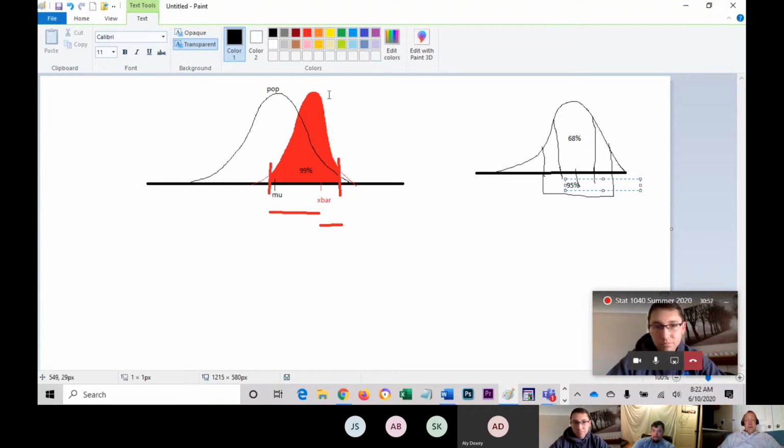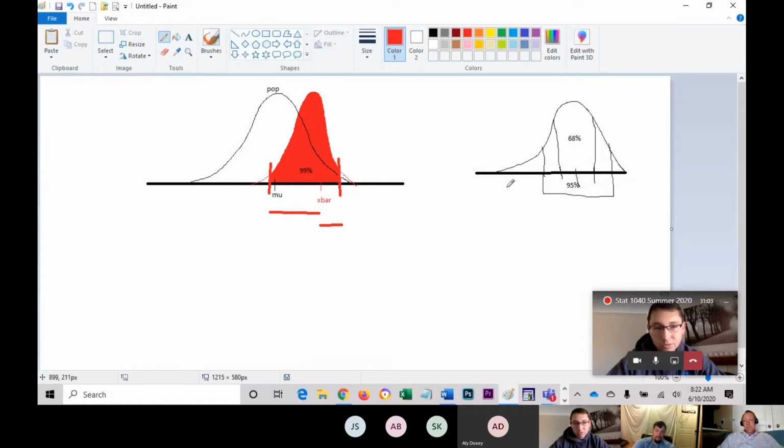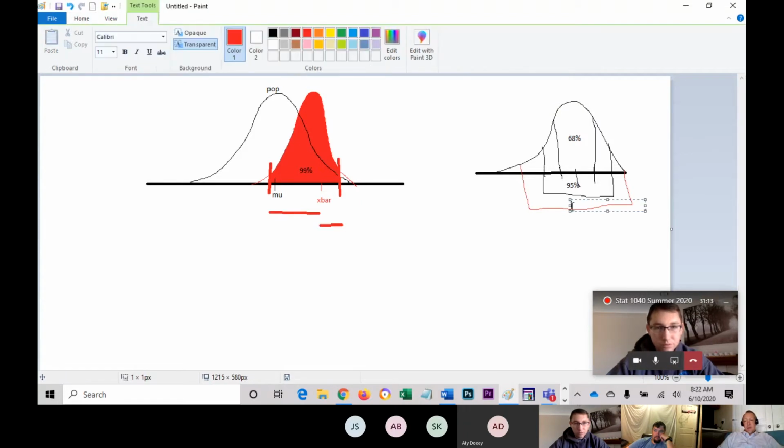And then 3 standard deviations would be, maybe I'll pick a different color this time. Could be 99.8. Yeah, 99.7. Okay.